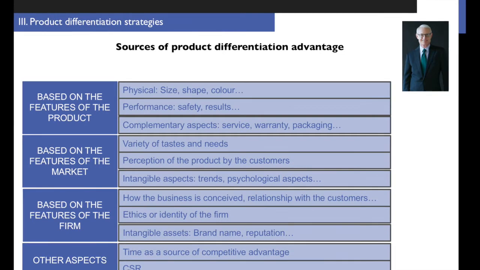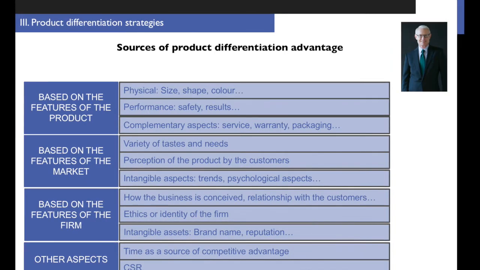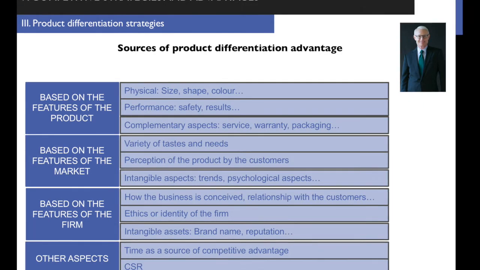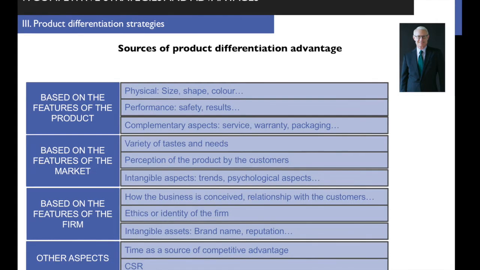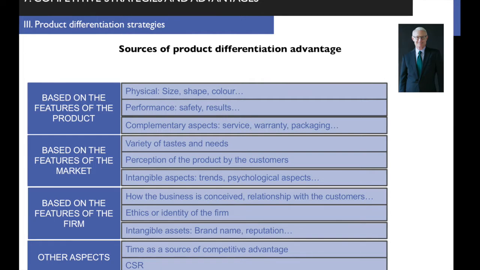On the other hand, sometimes this product differentiation can be based on the features of the market. Remember that when we say based on the features of the market, we mean that the market creates the opportunities so that the company profits from them. Let us say, if there's a variety of tastes and needs in the market, there will be many opportunities for product differentiation. Also, if the product is perceived by the customers as something special, there will be options of product differentiation.